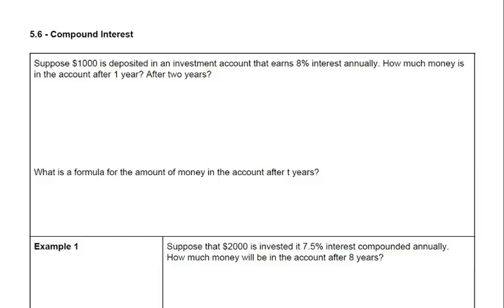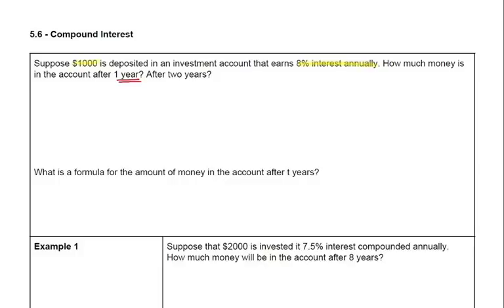And then after we look at the compound interest formula, we will extend that to interest calculated more than once per year, all the way up to what's called continuous compound interest. So hopefully after this first example, we'll get an idea of where the formula comes from and then how to use it. So let's suppose that $1,000 is deposited in an investment that earns 8% interest per year.